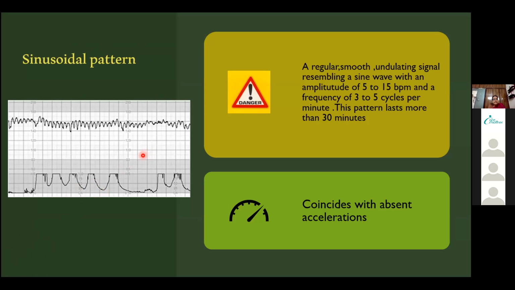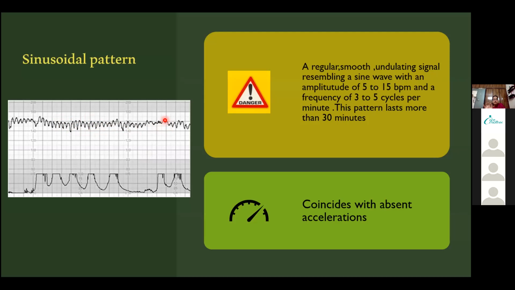This pattern, the sinusoidal pattern, doesn't fit into our regular interpretation. It doesn't have a baseline heart rate. It doesn't have variability. It doesn't have acceleration. It doesn't have deceleration. There is a regular smooth oscillation, 5 up to 15 beats per minute. In a minute, there can be 3 to 5 oscillations. This sort of regular oscillation is called a sinusoidal pattern.